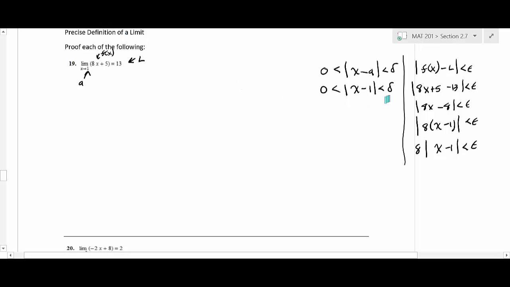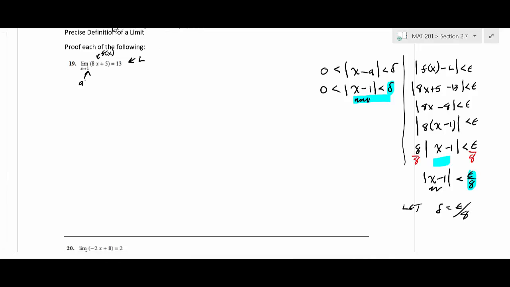You see here that the x minus 1 expressions are the same. So if I divide both sides by 8, I get the expression I'm after: absolute value of x minus 1 less than epsilon over 8. Since this and this are the same, these things are going to have to be the same. So we're going to let delta equal epsilon over 8 when we write our proof.